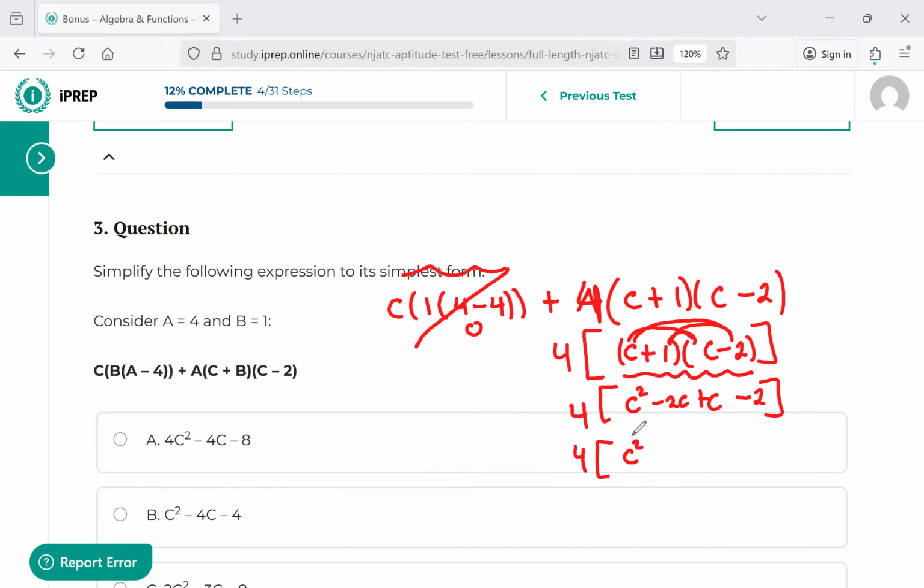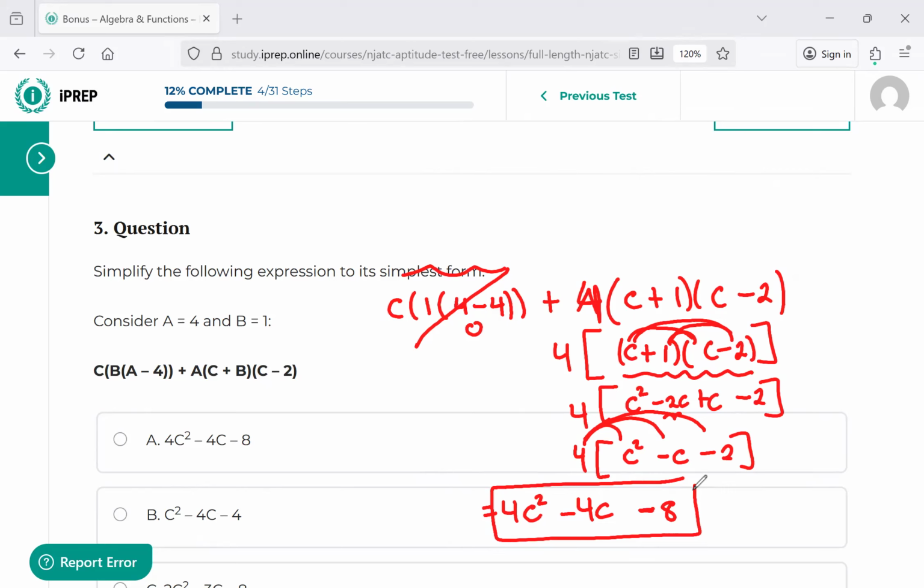So you have C squared. Negative 2C plus 1C is negative C minus 2. There we go. And then lastly, distribute this 4. So 4 times C squared is 4C squared. 4 times negative C is negative 4C. 4 times negative 2 is negative 8. Okay, so that's your final answer: 4C squared minus 4C minus 8.